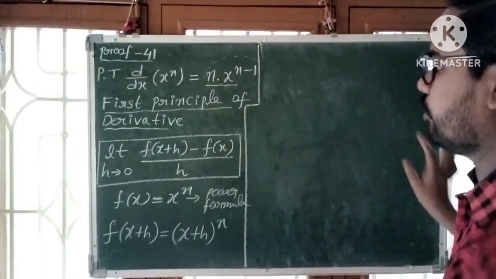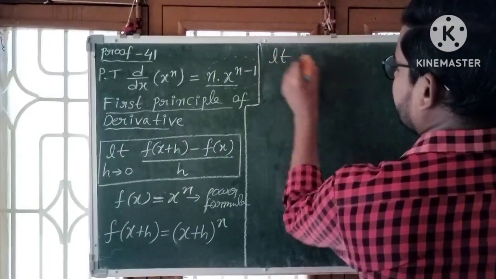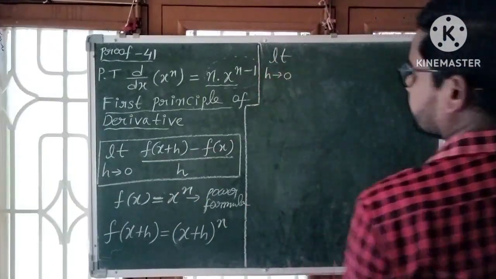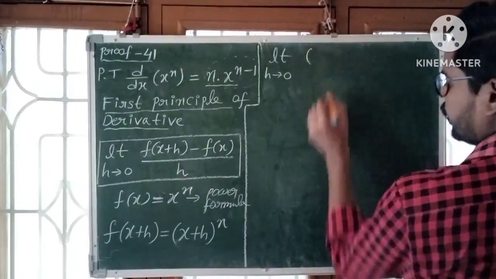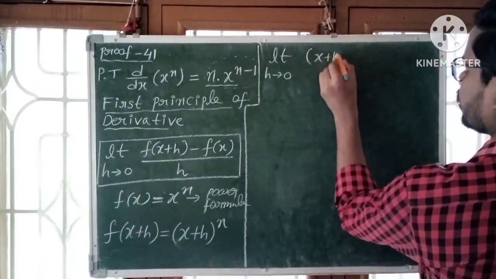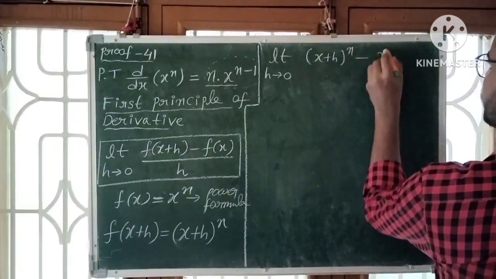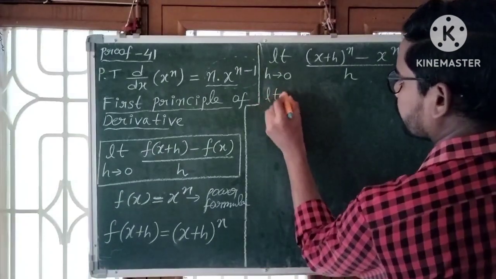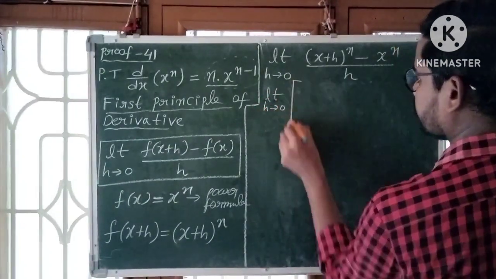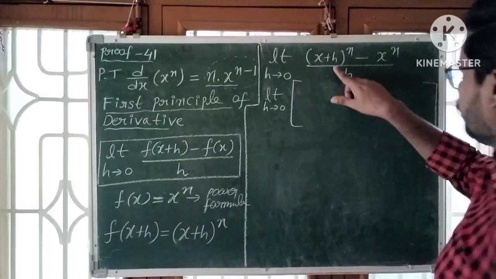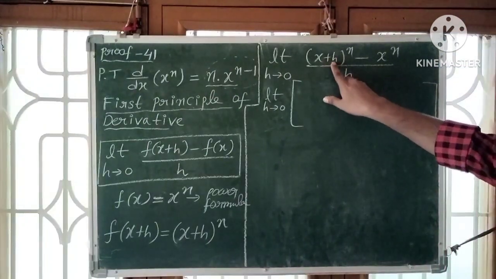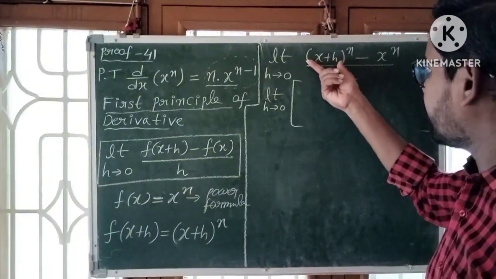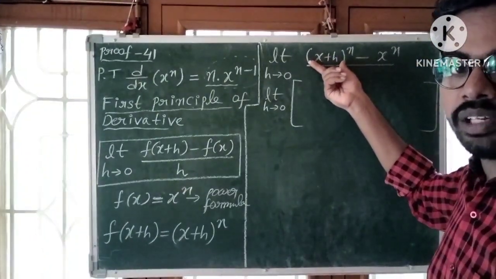Now use this first principle. Limit h approaches 0, f of x plus h means x plus h whole power n, minus f of x means x power n, by h. Now look at the numerator, x plus h whole power n. It's like x plus y some whole power n. So we can expand this expression using binomial expansion.